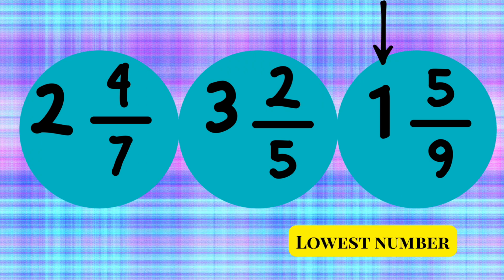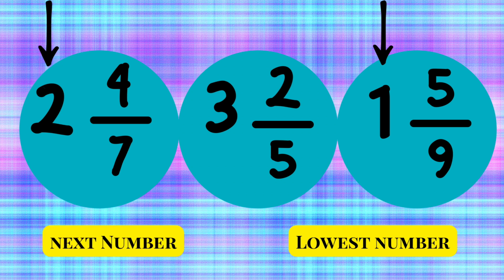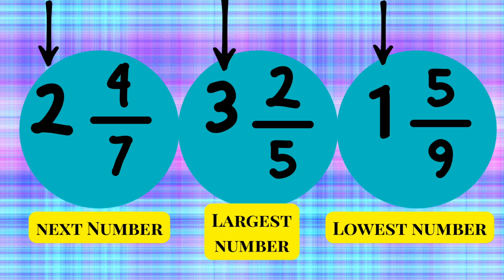The smallest whole number is 1, which belongs to 1 5/9, originally 14 over 9. The next whole number is 2, which belongs to 2 4/7. Originally, that was 18 over 7. The largest whole number is 3, which belongs to 3 2/5. Originally, that was 17 over 5.